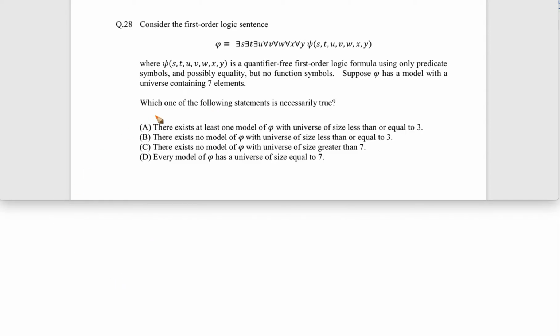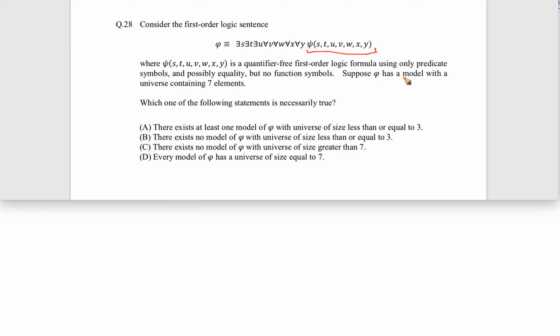Okay, let's look at this question. Consider the first order logic statement, logic sentence. This big first order logic expression is given. Now they are talking about, okay, psi of s t u v w x y is a quantifier free first order logic formula. So they are talking about this part being quantifier free. All the quantifiers are these only, they are just clarifying.